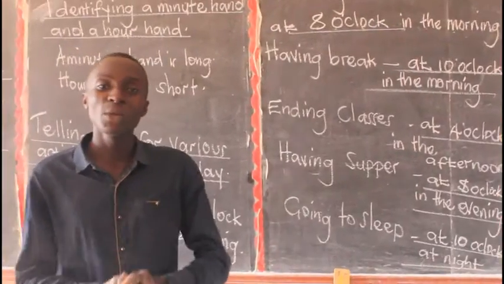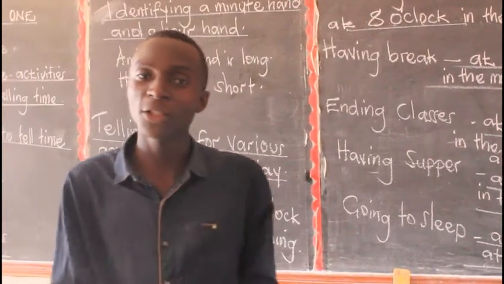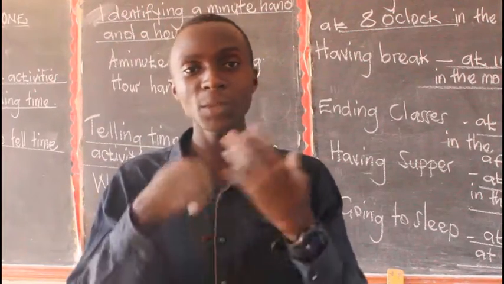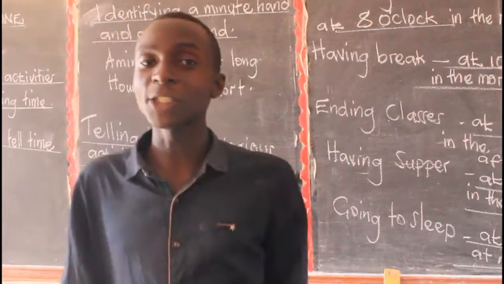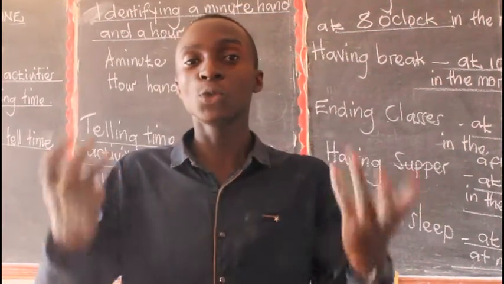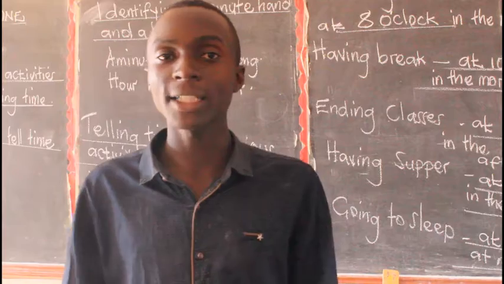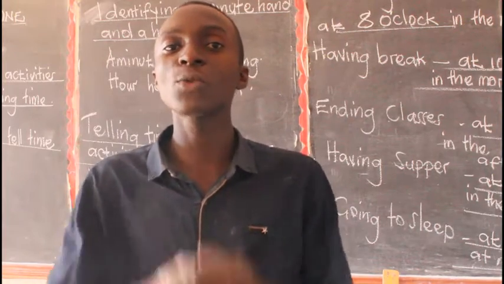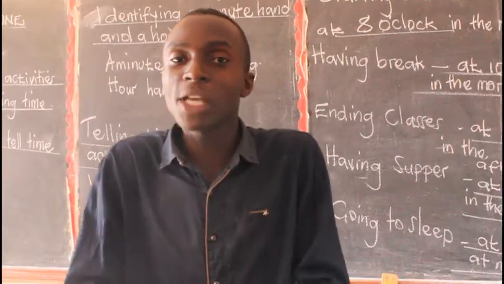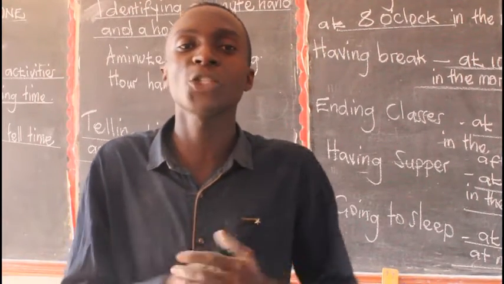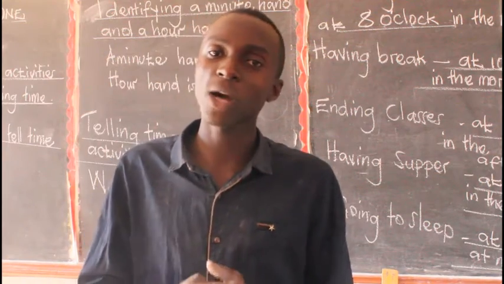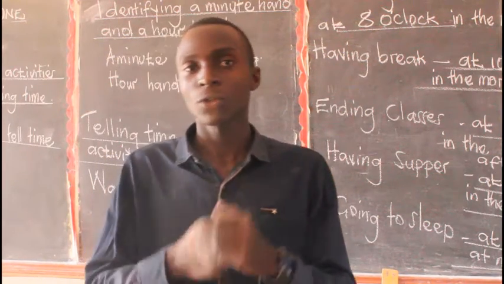Please, my good children of primary 1, the activity has been sent. Please attempt it properly. The activity is all about asking you about the activities which you do when you are at home. At what time do you always do those activities? For example, at what time do you always wash your utensils at home? Those are some of the activities that you are going to find in your transcripts.